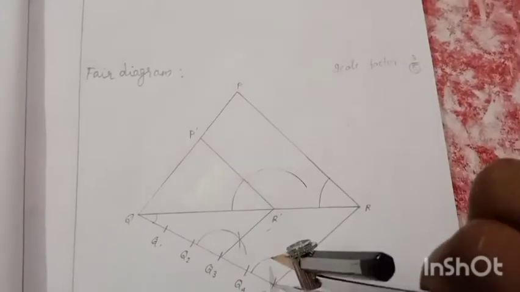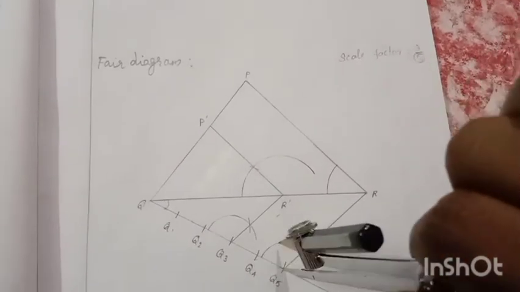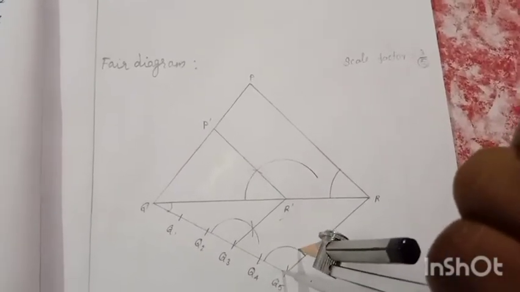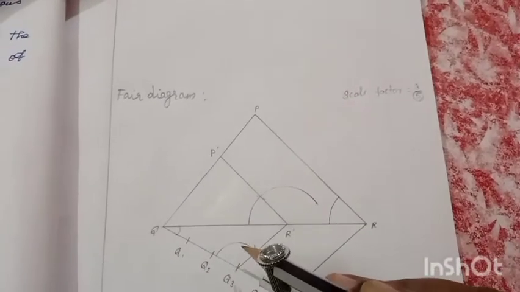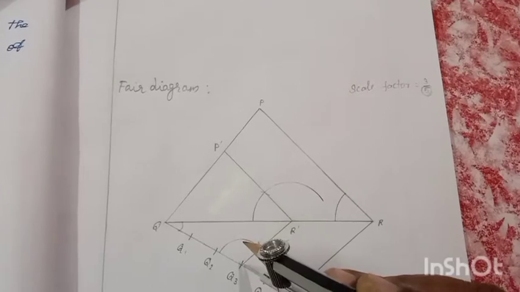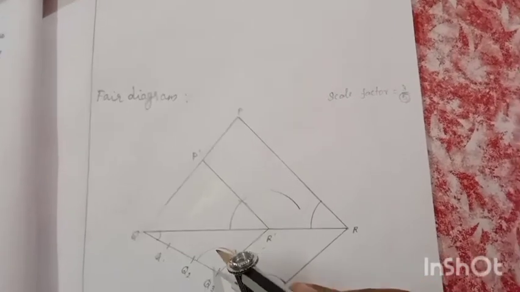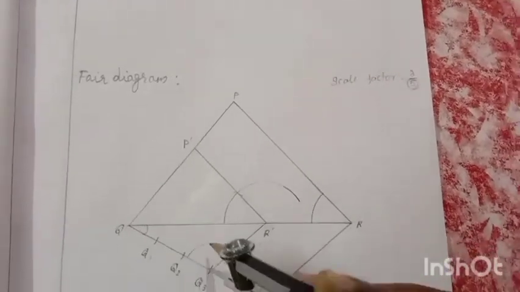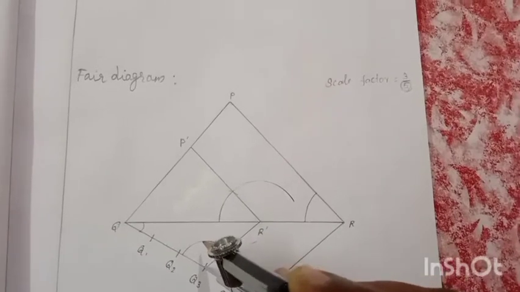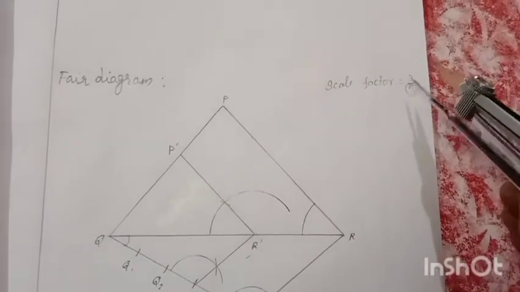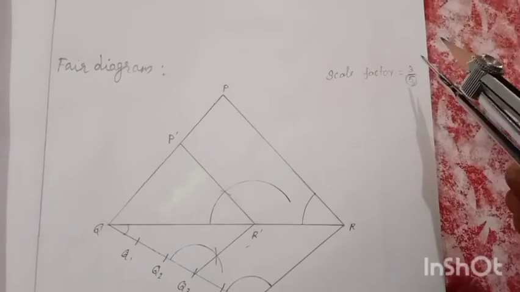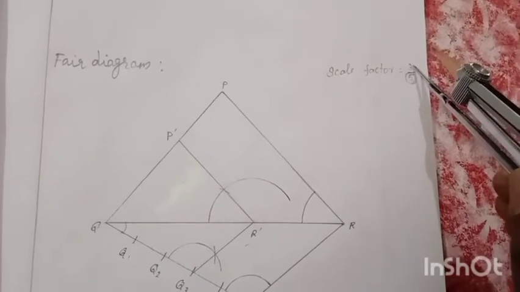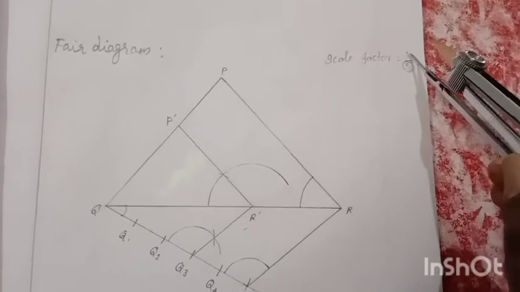For any radius, you have to draw one arc. Without changing this measurement, keep the compass needle on Q3. Why do you have to keep it on point 3? Because the scale factor is 3 by 5. The first arc is drawn with the fifth point, then the second arc is drawn with point 3, Q3.